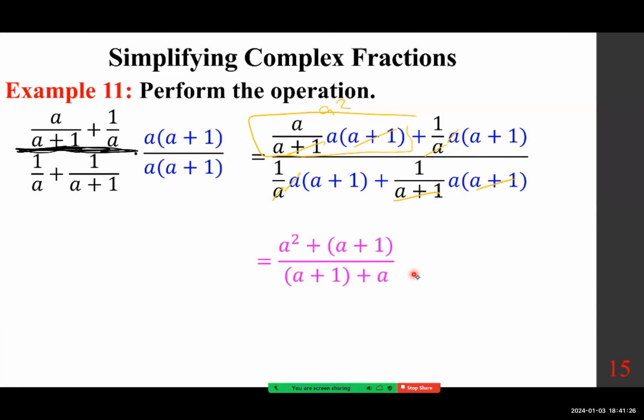So all you have to do is simplify. This becomes a squared plus a plus 1. This becomes 2a plus 1. And it can't be simplified. Even if you could factor the numerator, which you can't, it won't have a factor of 2a plus 1 because this doesn't have it.